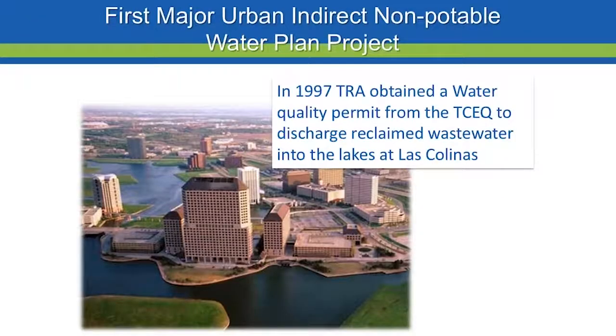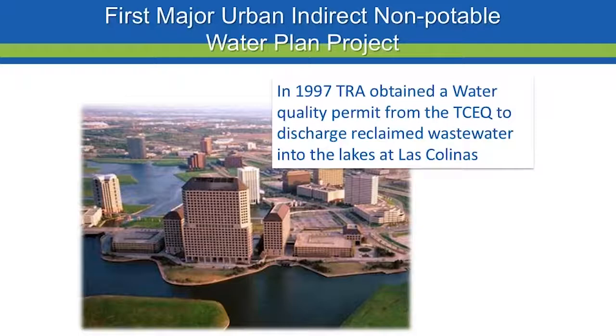And back in 1986 or 87, TRA, Trinity River Authority, began discharging return flows from our central plant into the amenity lakes in Las Colinas. In 1997, we actually obtained a specific water quality permit from TCEQ to discharge those return flows. So if you've been up to Las Colinas and you've enjoyed those reservoirs, a lot of that water is coming from TRA's Central Regional Wastewater Treatment Plant.